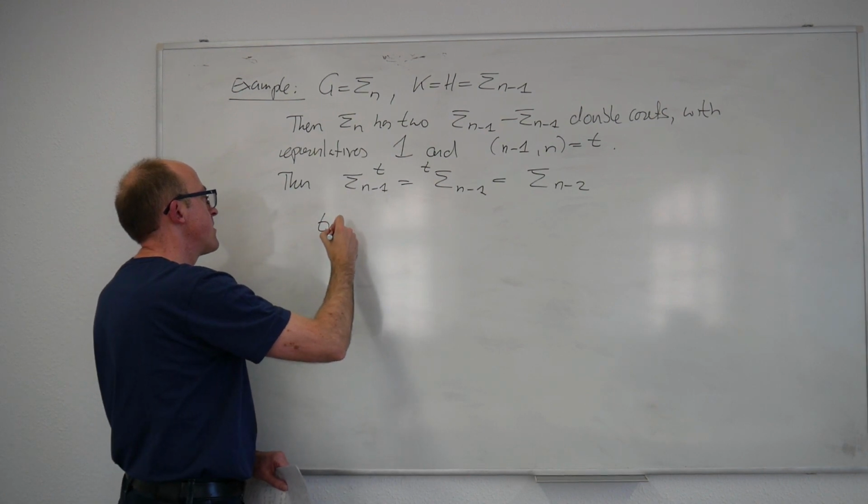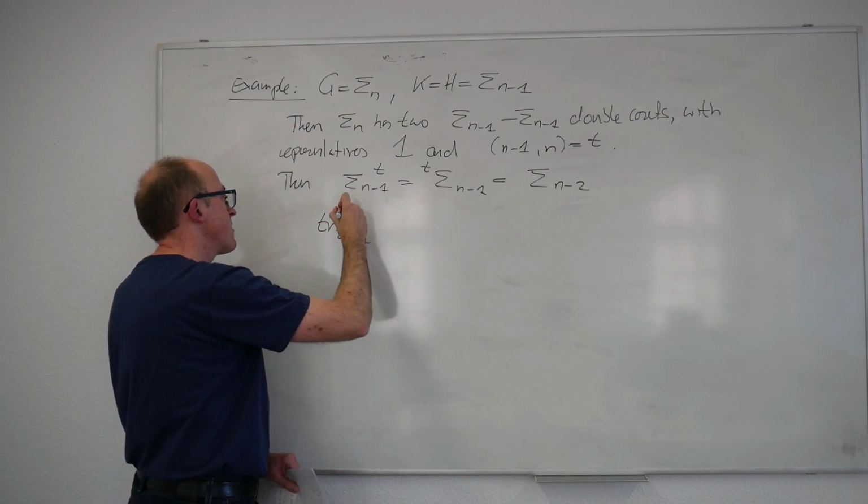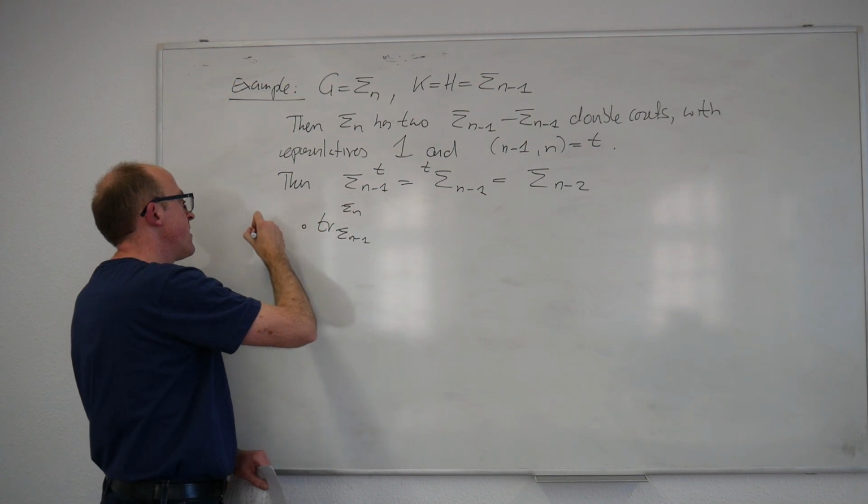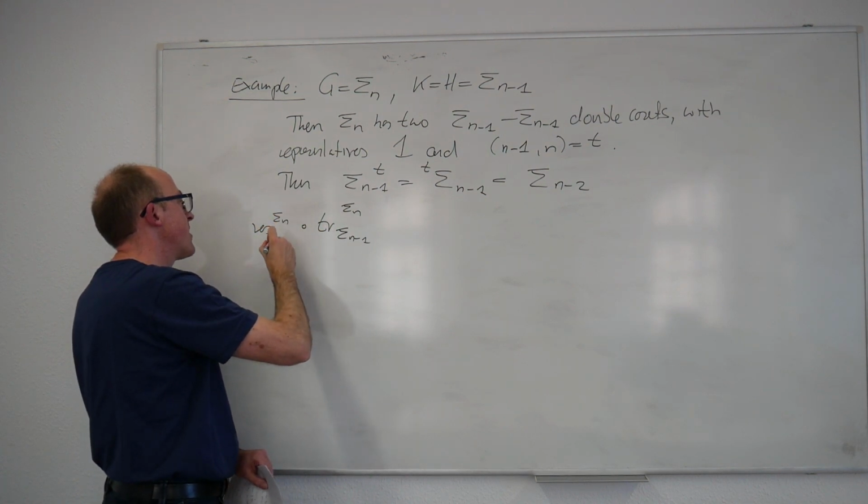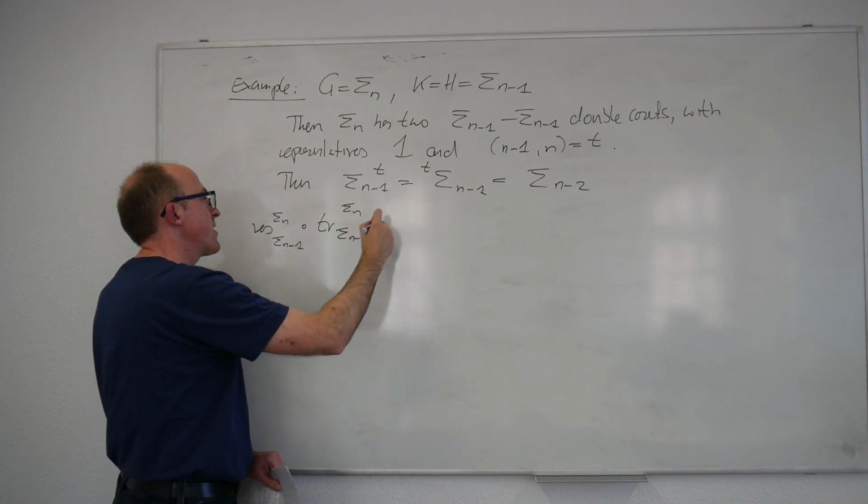So if I transfer from Sigma n minus 1 all the way up to Sigma n, and then I restrict down from Sigma n to Sigma n minus 1 again.